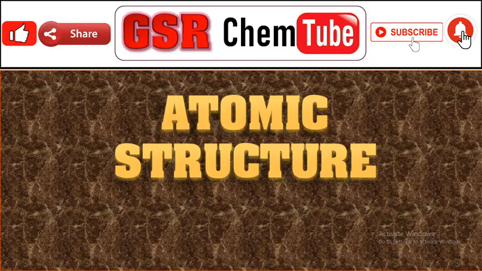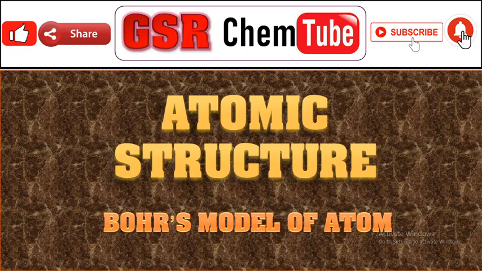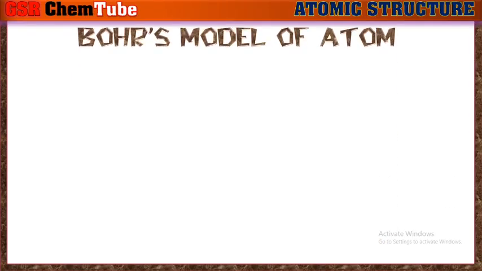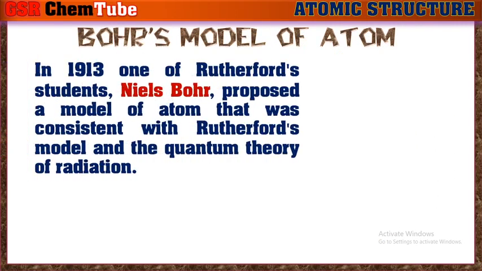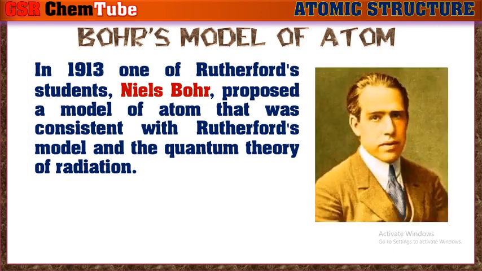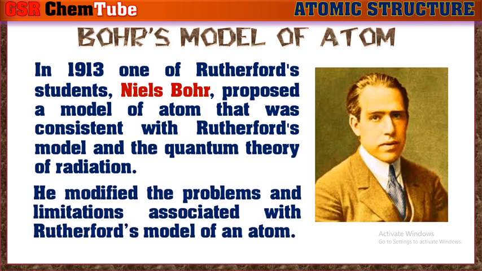In this class we are going to discuss the atomic structure chapter. In this, Bohr's model of atom. In 1913, one of Rutherford's students, Niels Bohr, proposed a model of atom that was consistent with Rutherford's model and the quantum theory of radiation. He modified the problems and limitations associated with Rutherford's model of an atom.